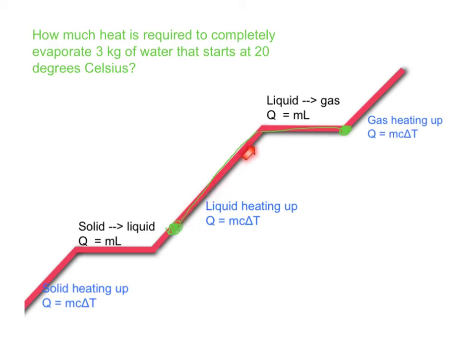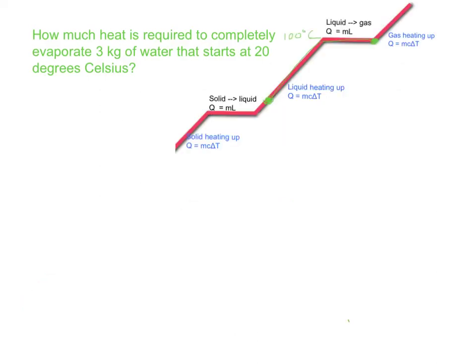You need to change its temperature, so you use Q equals MC delta T. And you need to evaporate it. So what temperature is this final temperature? Well, in this case, it's water, so this is going to be 100 degrees Celsius. If it was a different material, it would be a different temperature. Okay, so we're going to go Q equals MC delta T because we're changing our temperature.